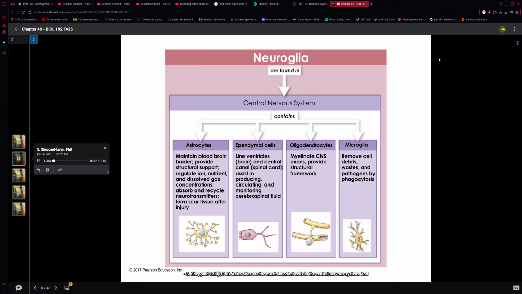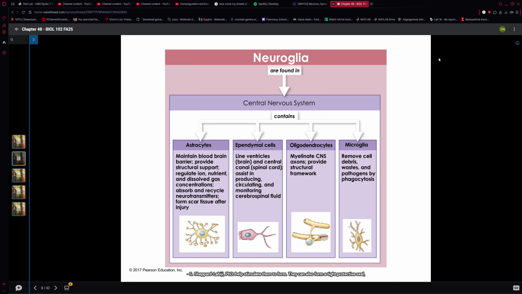Astrocytes are the most abundant cells in the central nervous system, and there's a long list here which is indicative of their diverse roles. Astrocytes have a star-like shape, so there's a bunch of radiating processes that will extend from the body. And astrocytes will have something called perivascular feet, and they will contact the blood capillaries and can help stimulate them to form.